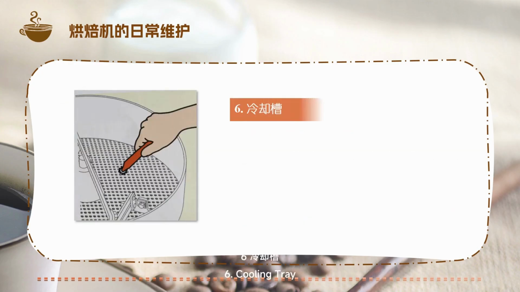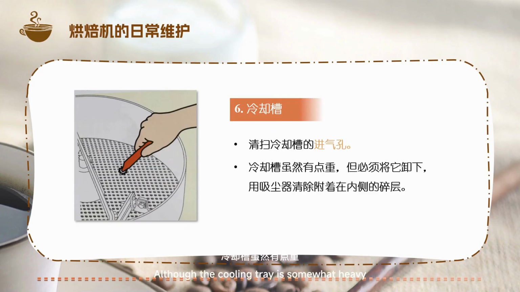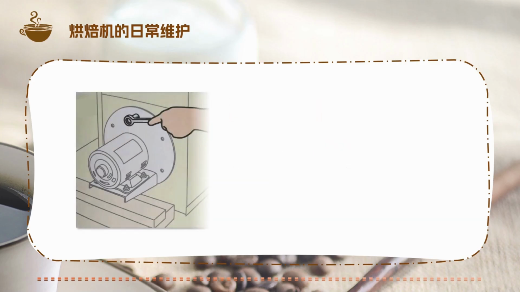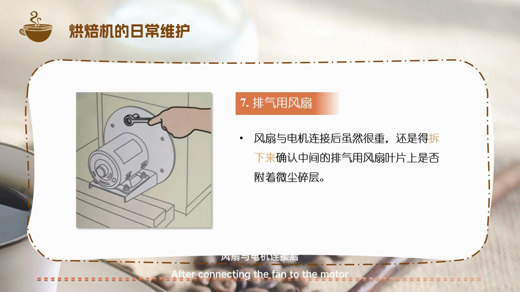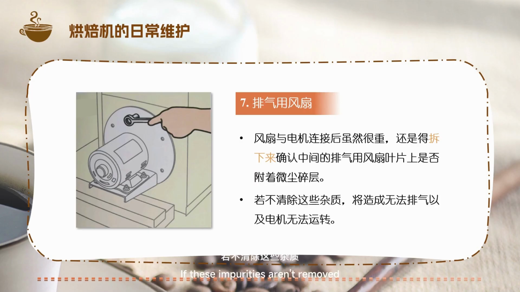6. Cooling tray. Clean the air intake holes of the cooling tray. Although the cooling tray is somewhat heavy, it must be removed. Use a vacuum to remove the flake deposits inside. 7. Exhaust fan. After connecting the fan to the motor, though quite heavy, it still needs to be disassembled. Check if there are microflake deposits on the blades of the central exhaust fan. If these impurities aren't removed, it may cause exhaust failure and motor malfunction.